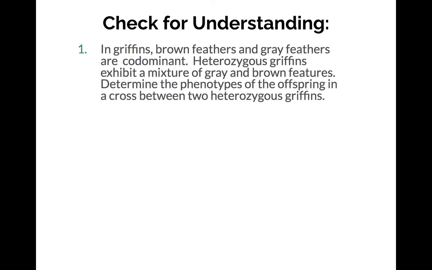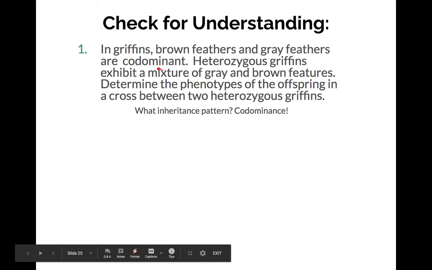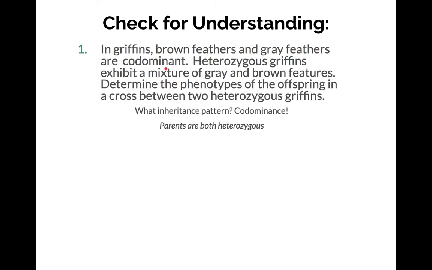Okay, so number 1, all right, read through the problem, and here's what we need to get first. Think first off, okay, what inheritance pattern are we looking at? And it says it in the problem. They are co-dominant, okay, so that is our first thought. Second thing, we need to know what both parents are. So here it says determine the phenotypes of the offspring between 2 heterozygous griffins. So both parents are heterozygous, and I'm going to put for this, okay, B for brown and G for gray. All right, so both parents would have this genotype.